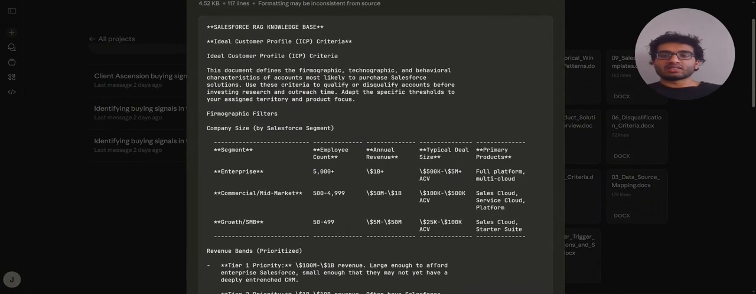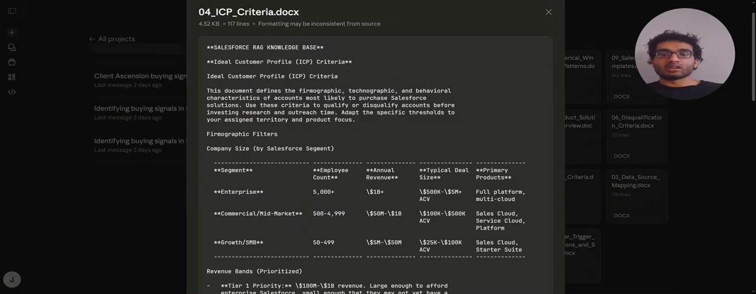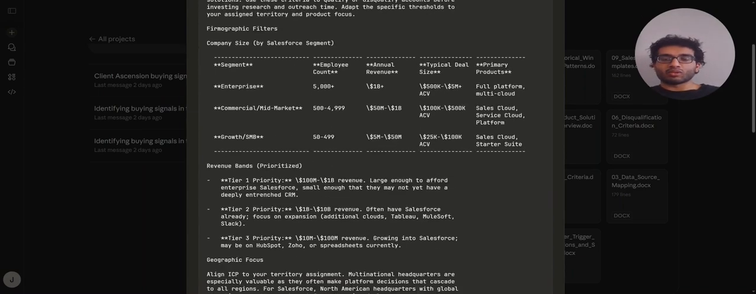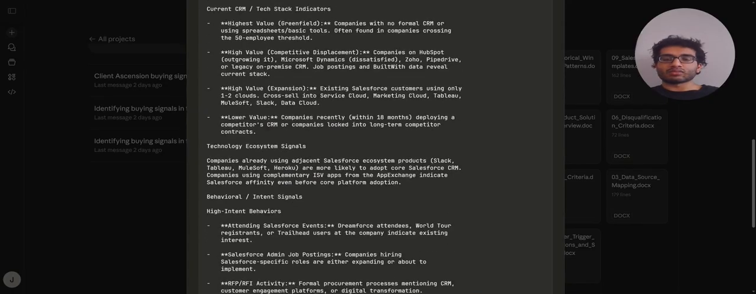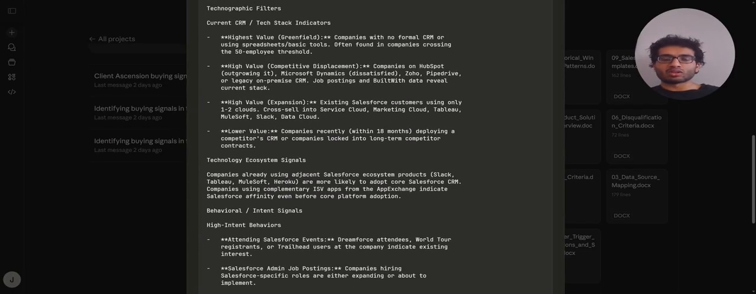The third one, which is critical, is the actual ICP criteria document. You need to identify and lay out clearly what your ICP is in order for Claude to know exactly what it's looking at. So you have to tell it the firmographic filters: what's the employee count, what sort of focus are you looking for, what sort of CRM tech stack indicators are you looking for. And again, if you have access to tools, please use APIs and hook them up to Claude. It will give you even more valuable intelligence. As is, it can do a whole lot, but if you add in those sales intelligence tools, it can do even more. So be cognizant of that.